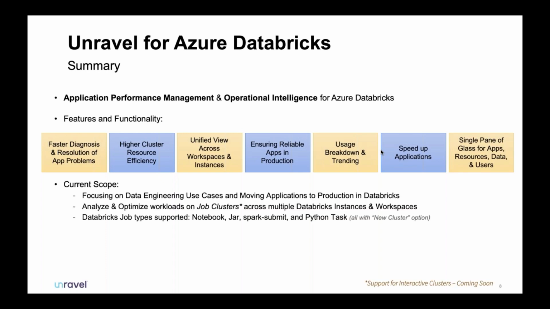For this release, we focused on data engineering use cases and ensuring that applications can be moved faster to production in Databricks. We analyze and optimize workloads which run on job clusters. All 4 types of jobs, which are notebook, jars, Spark Submit, and Python tasks, are supported. The key thing to notice is that you need a single Unravel deployment, which is able to monitor applications and workloads running across all your Databricks instances and workspaces.